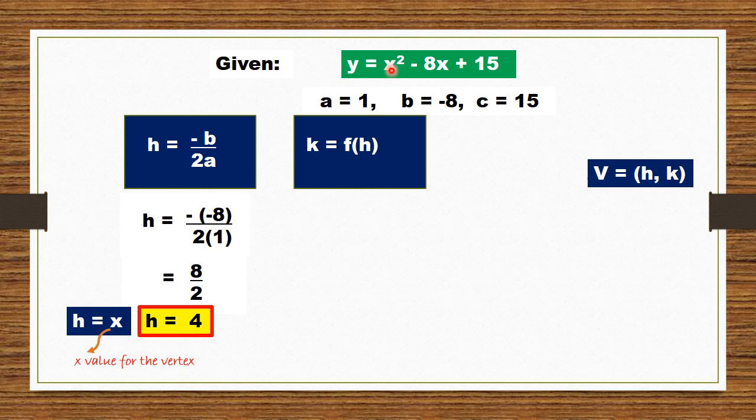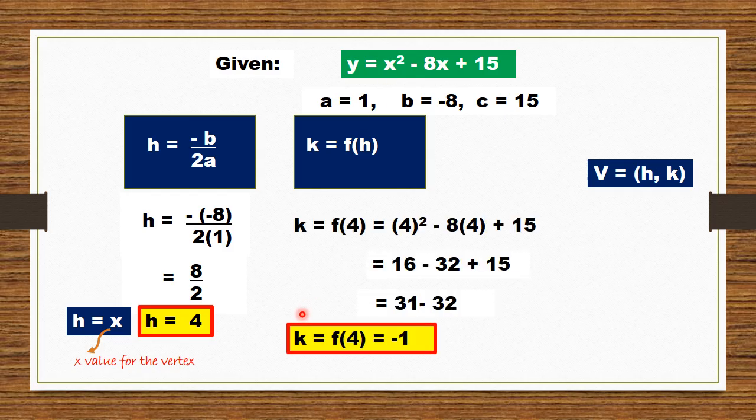The value of x here. So we have k equals the function of h equals 4 squared minus 8 times 4 plus 15. So 4 squared equals 16. 8 times 4 is 32 plus 15. 16 minus 32 plus 15. So 31 minus 32. So the value of k equals negative 1. So the vertex is the quantity of 4, comma, negative 1. This is the h and this is the k.